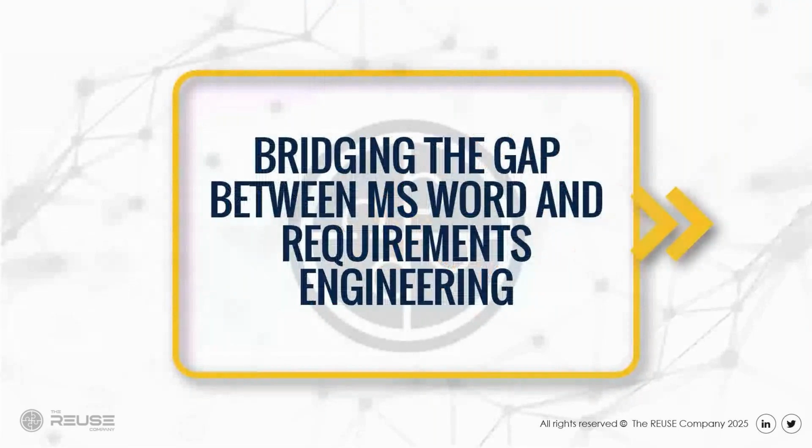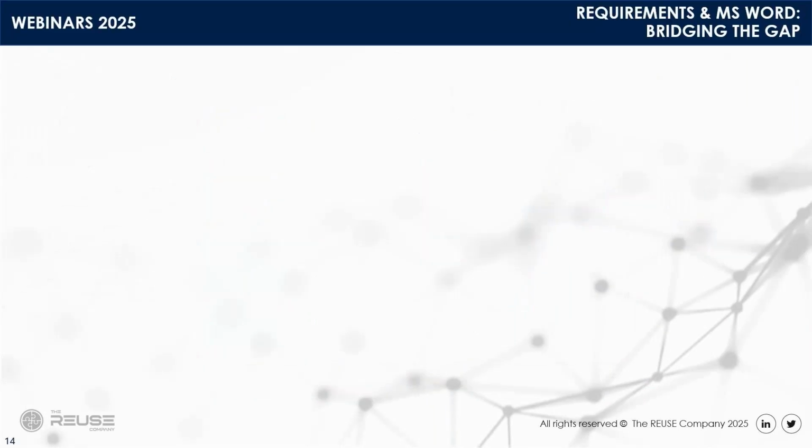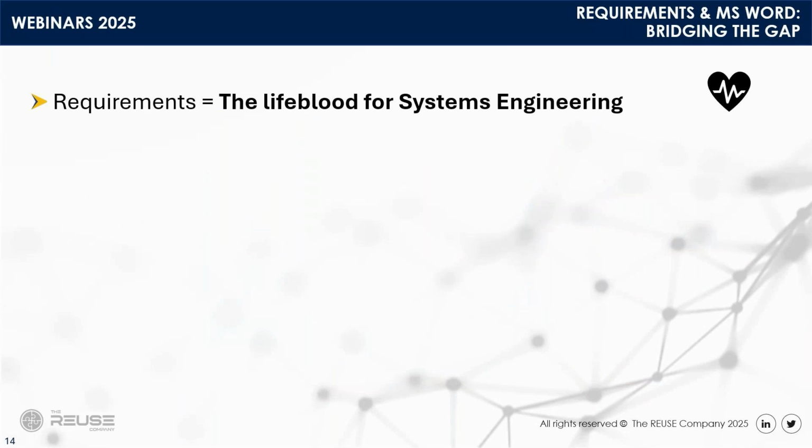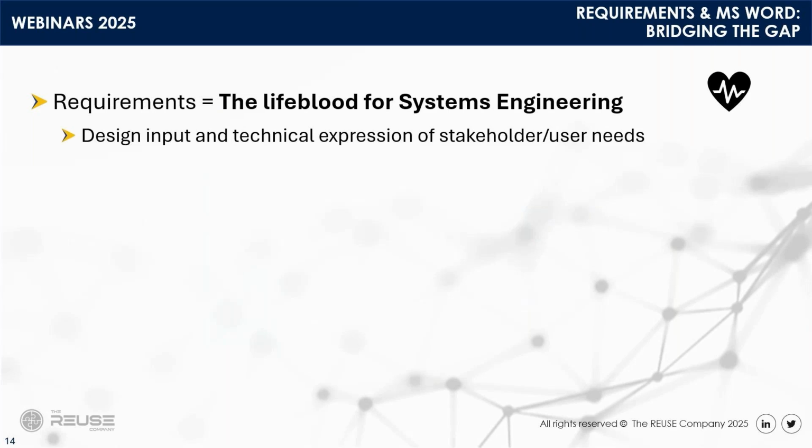Considering all these concepts, let's check how we can bridge the gap between MS Word and requirements engineering. First, starting from the requirements aspect, we can fairly say that it's the lifeblood of systems engineering. It provides design input and the technical expression of the stakeholder and user needs. So they need to be taken care of in a very methodical way without forgetting any aspect. They're also defining the system verification criteria.